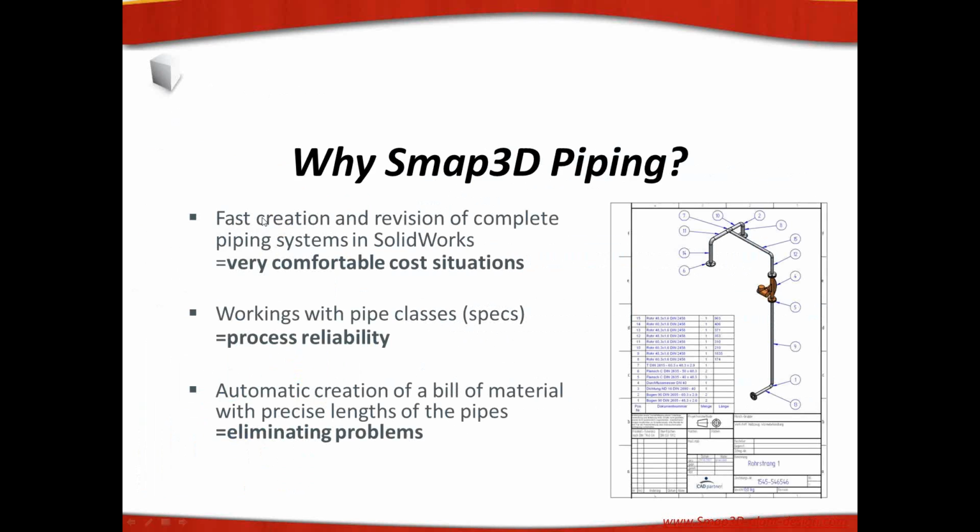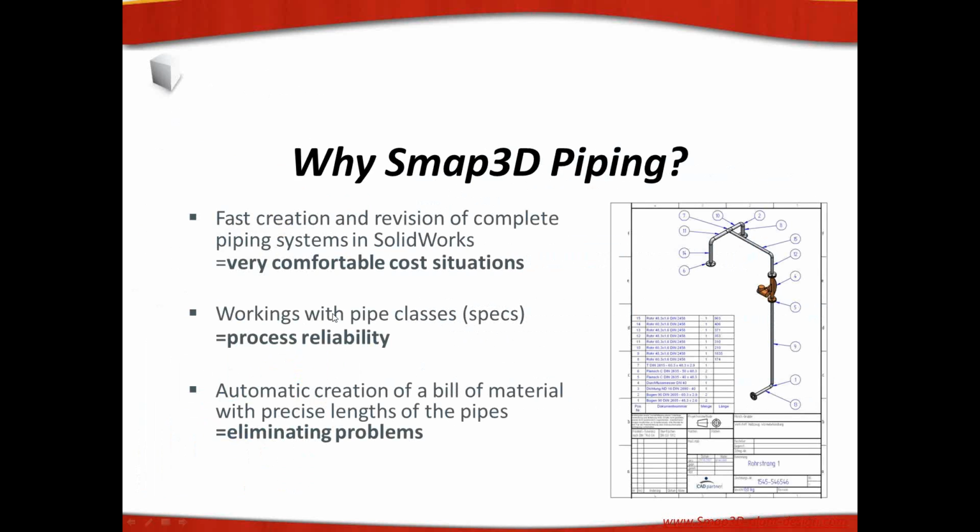So much like we talk about when we talk about SolidWorks routing, the Smap piping package gives you the ability to very quickly create your designs in 3D. They say it's a very comfortable cost solution. It's not that expensive when you compare it to perhaps getting SolidWorks routing added, because the SolidWorks routing package is part of the SolidWorks Premium solution. So this doesn't require you to go to that step. You can go ahead and get SolidWorks and then get Smap3D, where you also get the piping capabilities.